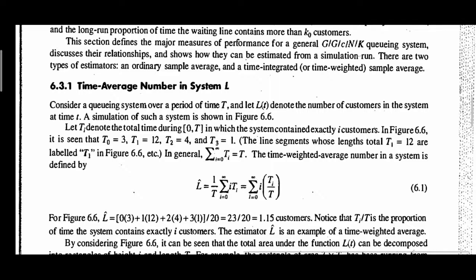Let Ti denote the total time duration between the window 0 to T. Let capital T be the stopping time, maybe 60 minutes or 2 hours, 120 minutes or whatever. It starts from 0; always in simulation we start with 0, right? Recall the first module, in which the system contained exactly i customers. i stands for the number of customers.